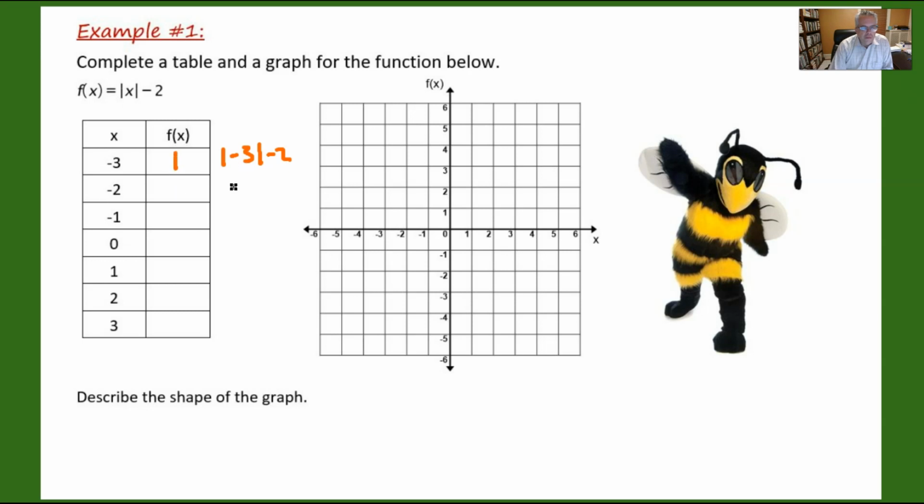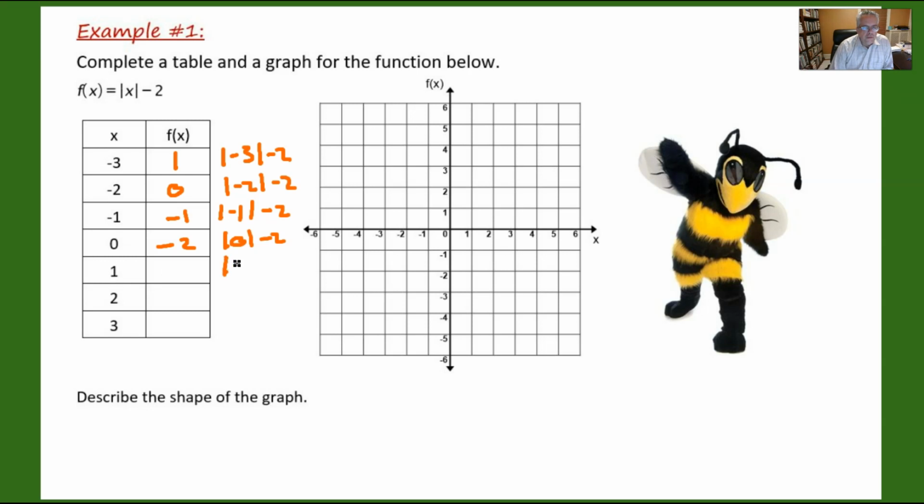We're going to put negative 2 into the function. We get the absolute value of negative 2 minus 2. Well, that would be positive 2 minus 2, since the absolute value of negative 2 is positive 2. And 2 minus 2 is 0. Let's put in negative 1. Absolute value of negative 1 is 1, and we're going to subtract 2. We'll get negative 1. If we put in 0, absolute value of 0 is 0, minus 2 is negative 2. See a pattern? They're going down by 1, but it's going to change here.